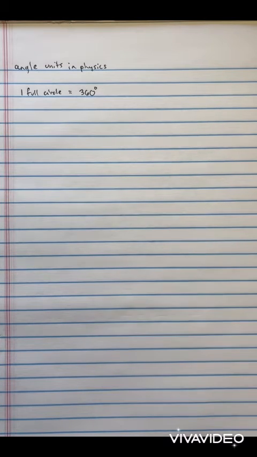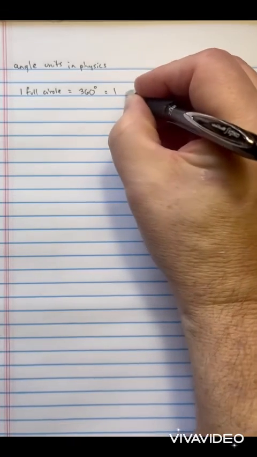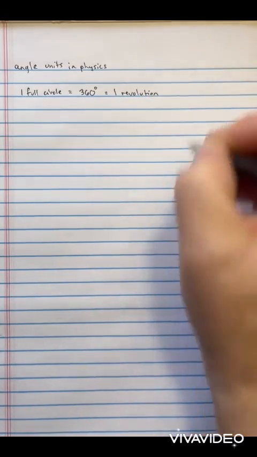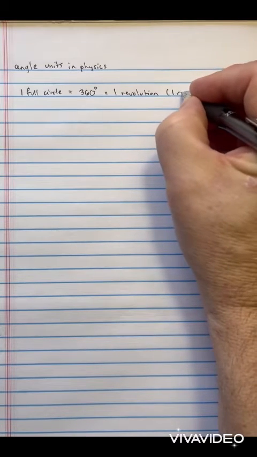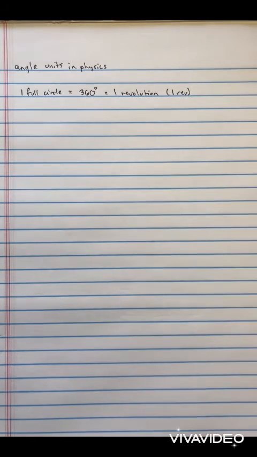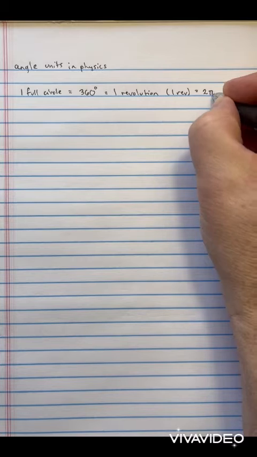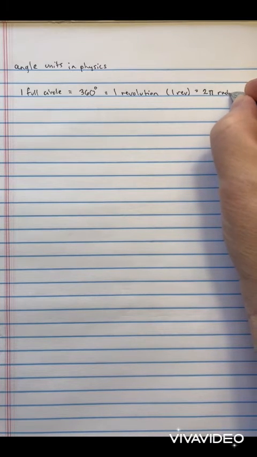But we can also express that as 1 full revolution, or 1 rev, if you like to abbreviate. It's often done like that. And that simply means exactly what it says, one full circle. Or, and this is where the physics really comes into play, 2 times the famous number pi radians.